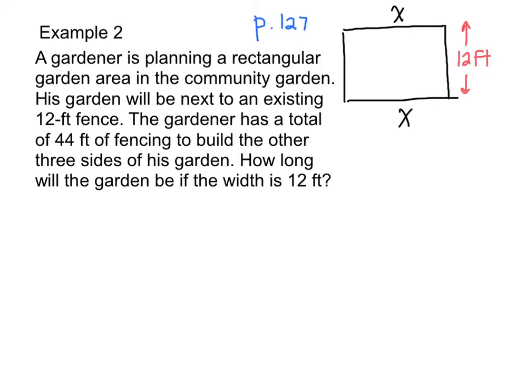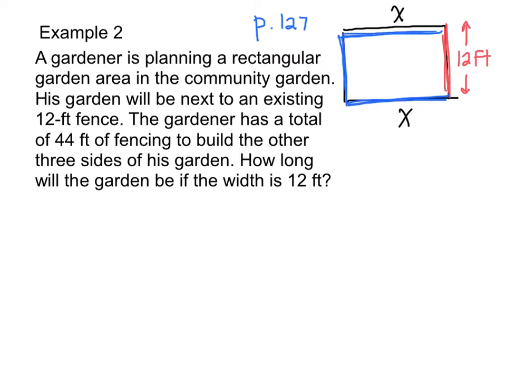Now, I would expect you all to be able to solve this without an equation. But we're going to start with an easy problem to be able to model it with an equation. So we know that this 12 feet is already there. So we have to figure out an equation for the remaining 3 sides of the garden.